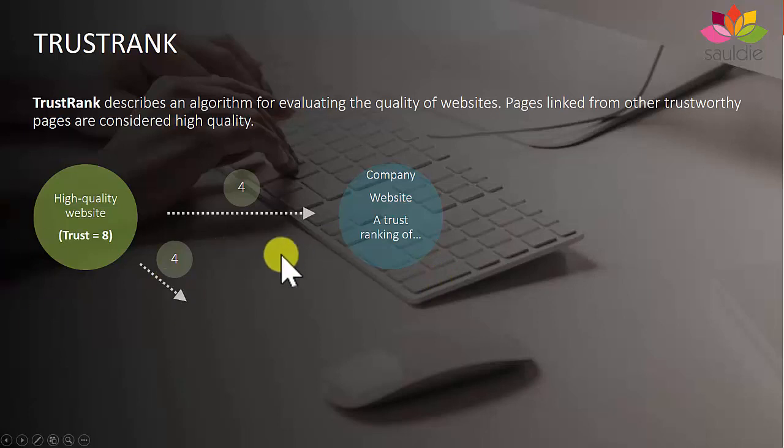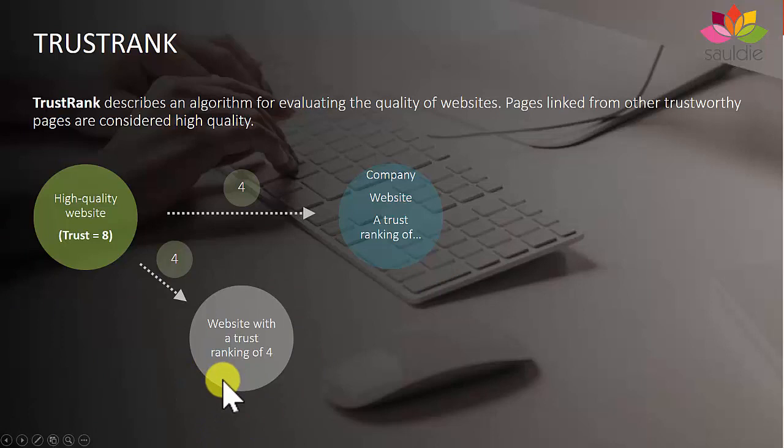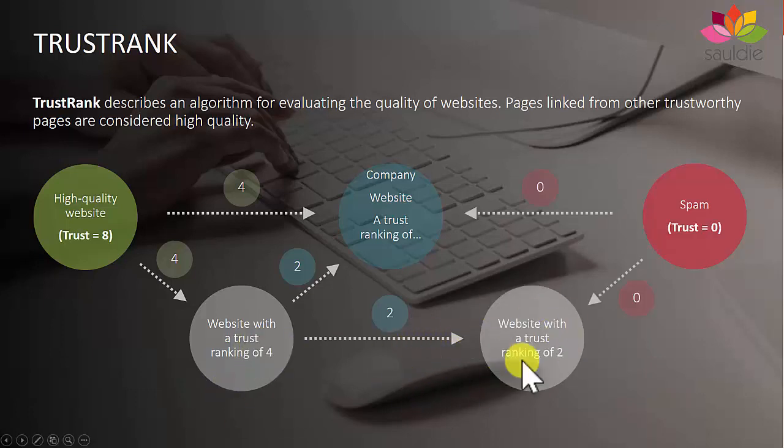Now, this high quality website also links to another website, and that website now gets a trust ranking of 4. If that website now links to us, then suddenly we get a trust ranking, and Google measures much more. It also measures, for example, this website is sending trust ranking to another website, it gets 2. Spam has a trust level of 0. So if somebody else is linking to you, we call them bad links, bad referrers. If they are linking to you, then you are in deep trouble, because you're getting links from bad websites.